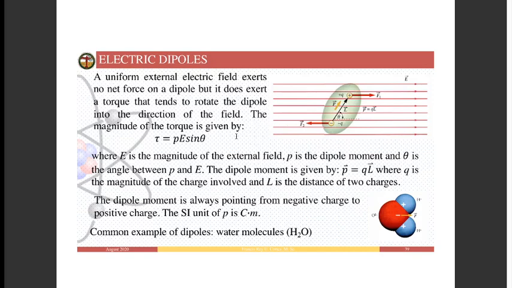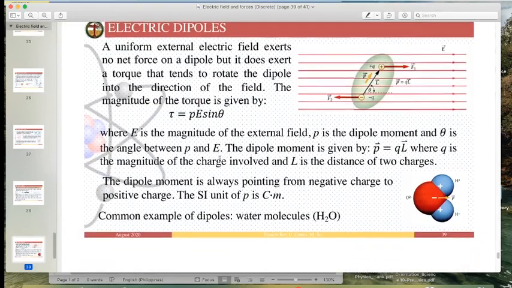So here, let's start. The magnitude of the torque using this equation is given by this one. Torque, denoted by tau, is equal to PE sine theta, where theta is the angle between the electric field E and P. P is the dipole moment. As you may remember from chemistry, the dipole moment is the unbalanced concentration of charges. Your dipole moment points from negative to the positive.